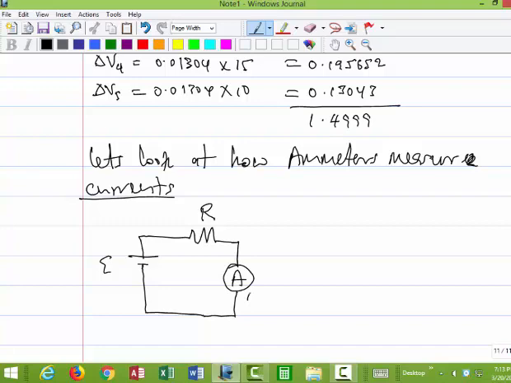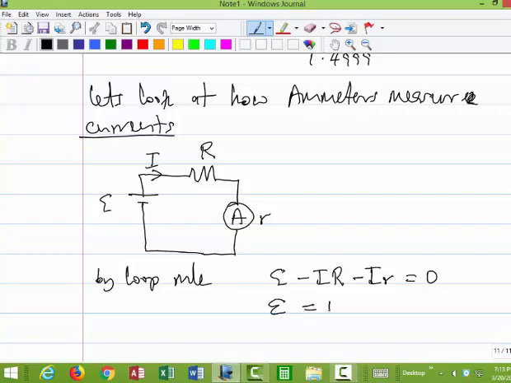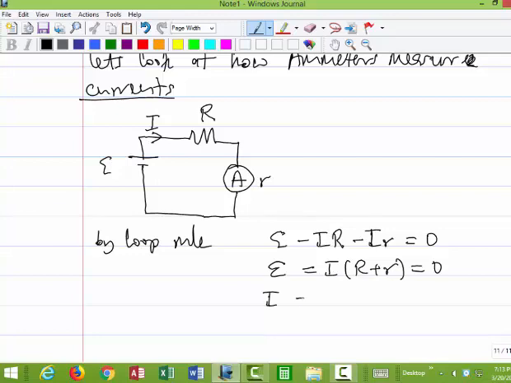The ammeter itself has some internal resistance. Let's call it lowercase r. So we can apply the loop rule. Let's say the current I is the current we are trying to measure. By using the loop rule, the EMF minus IR minus Ir should be equal to 0. So the EMF equals I times (R plus r). Then the current we are trying to measure is E over (R plus r).